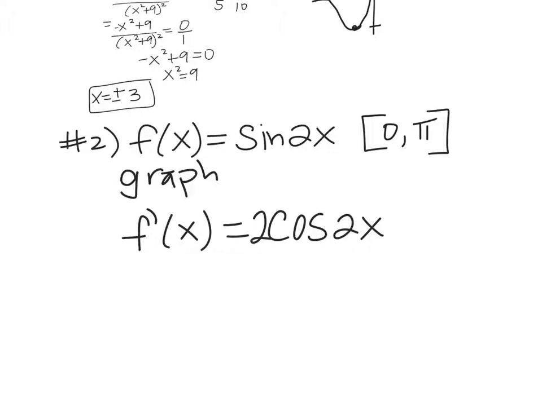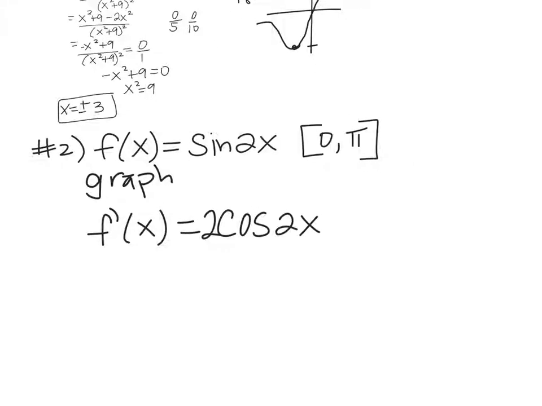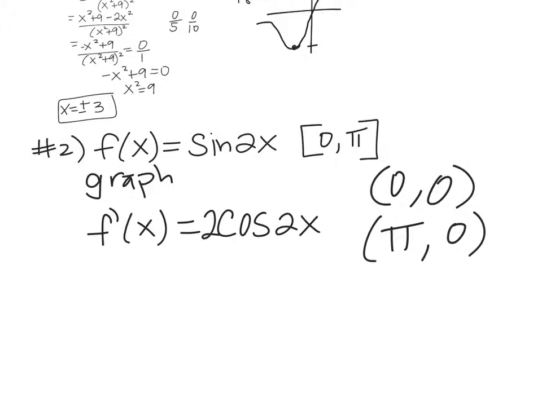First thing you want to do is put your endpoints in. So 0 and pi are endpoints. If you had it graphed, you could just trace. Then you get y is 0, which you can see. And if you plug in pi, you get the sine of 2 pi. What's the sine of 2 pi? It's also 0.